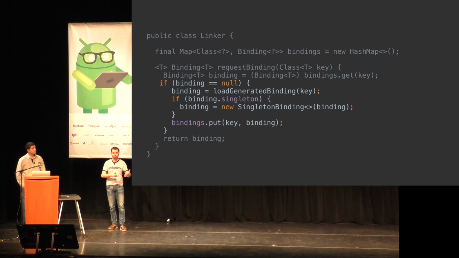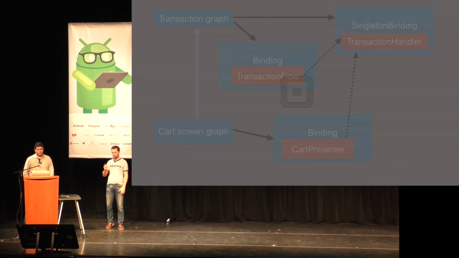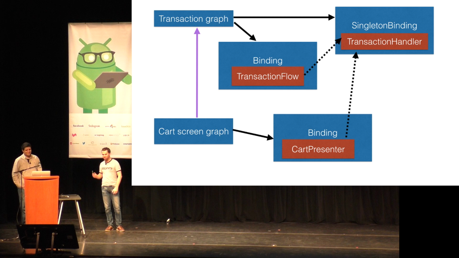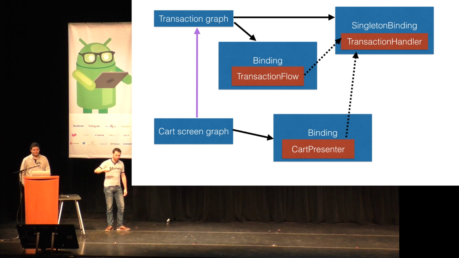If I can't find a factory, if I can't find a binding, then I'm going to load the generated class, the one with $inject adapter. That's when this happens. And you saw the Boolean singleton that's in there. That's where we basically look at that Boolean. And if that Boolean is true, we wrap that binding into a singleton binding that's going to keep the instance around, and then put it back in the map and return it. All right, and that was too fast.